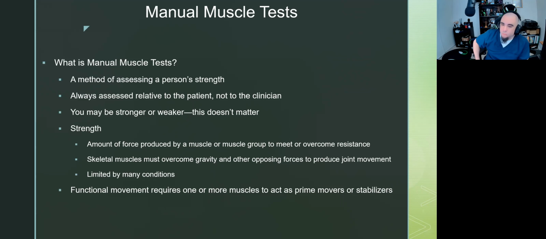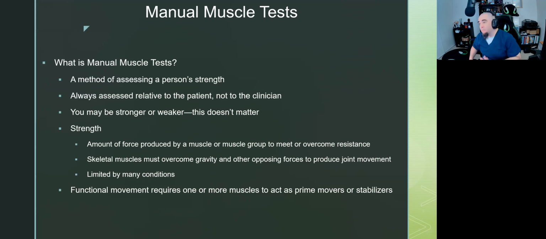It's always assessed relative to the patient, not to you, right? I may be a ton stronger than my patient. I may be a ton weaker for all I know. But I need to make sure that the strength is relative to them, not to me, right? It doesn't matter if you're stronger or weaker. The measurement's going to be based on the patient.